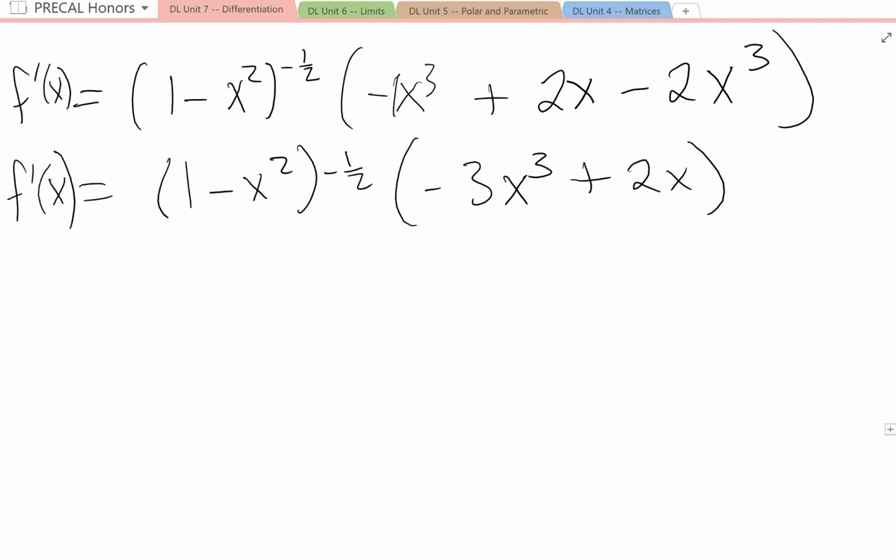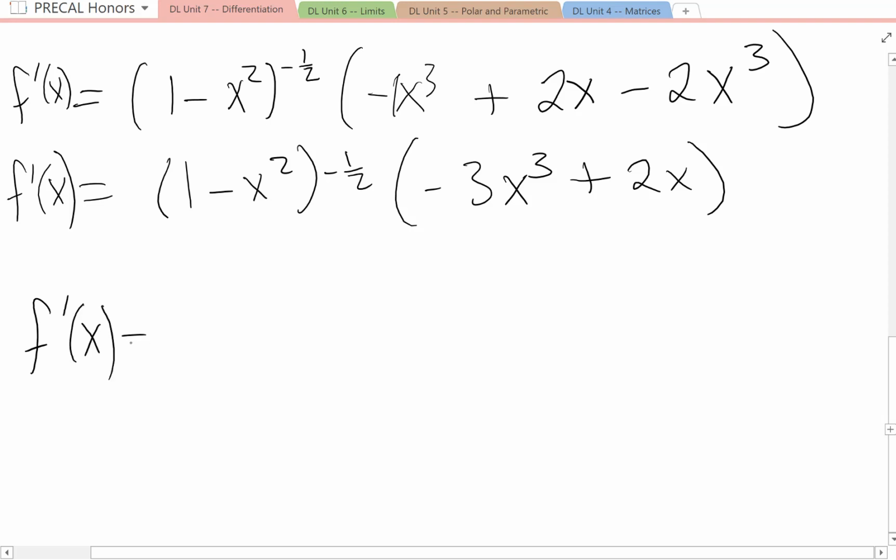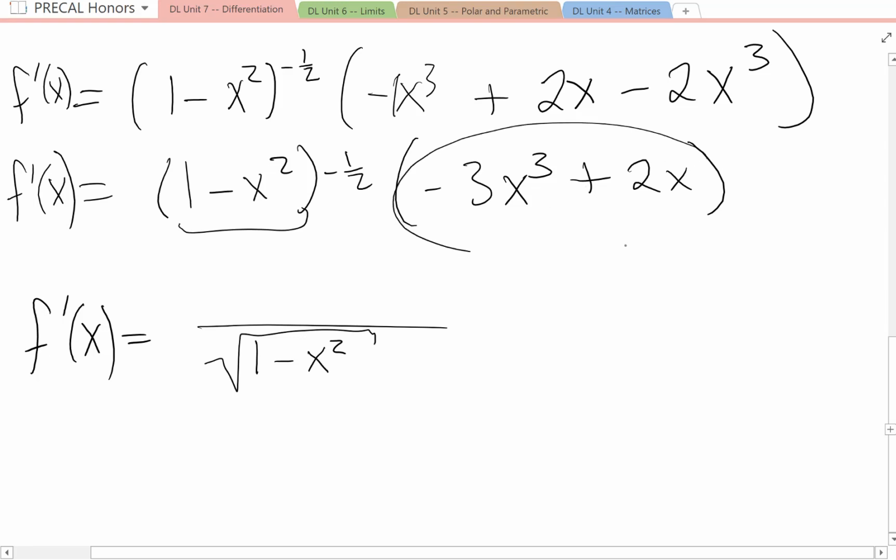I am going to finish off by writing it as a fraction and factoring anything possible that I can. So this goes into the denominator, 1 minus x squared, and now it's going to be to the positive 1/2, which is the same as the square root of that quantity. And then in the numerator we have this quantity, but I can factor out an x, and usually the answer key gives the answer factored, so I am going to factor it.